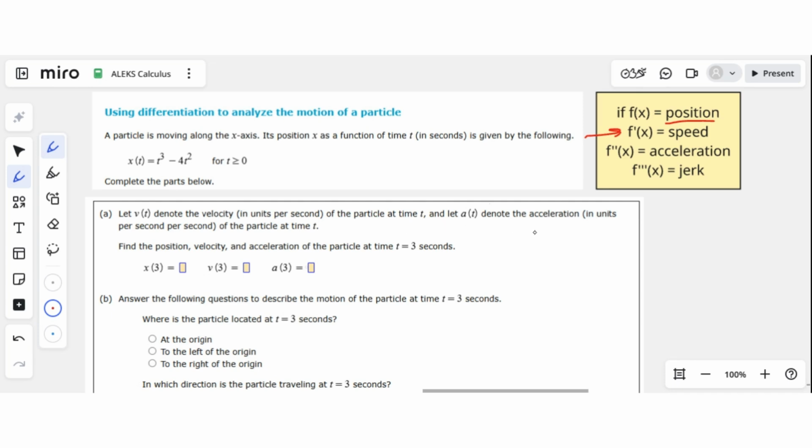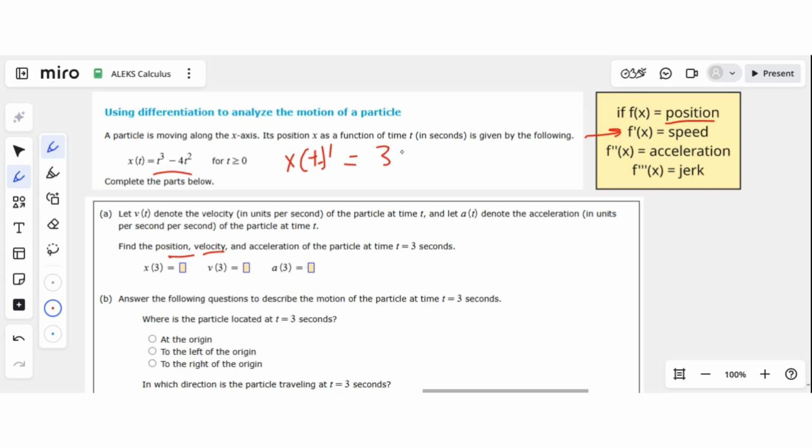And let a of t denote the acceleration. That's going to be our second derivative of the particle at time t. Find the position, velocity, and acceleration of the particle at time t equals 3 seconds. So we want position, that's this function. We want velocity, that's going to be, well, I guess we'd write this as x of t prime.